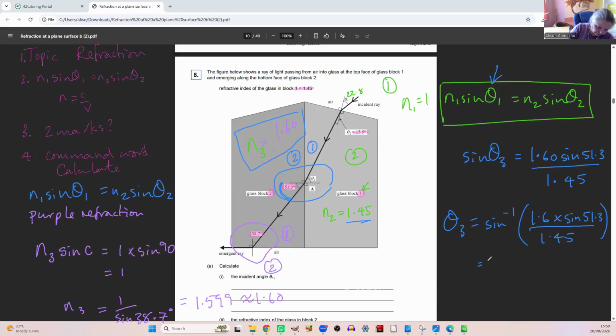1.6 times sine 51.3 divided by 1.45. I get theta 3 is equal to 59.4 degrees. Okay. Does this all make sense?